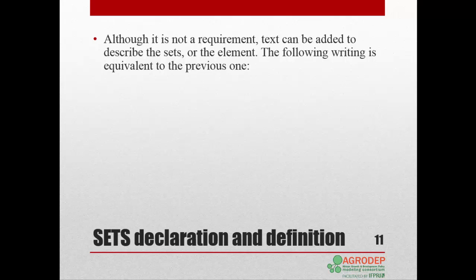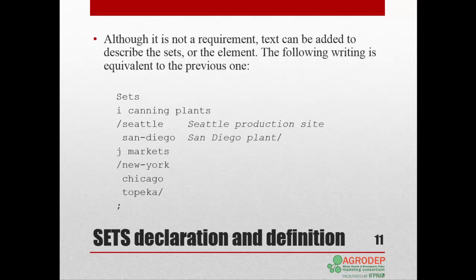Although it is not a requirement, you may want to add text to the sets' definition, either to describe the sets or the elements. So the following writing is equivalent to the previous one. Note that we added canning plants to the set I, Seattle production site to the element Seattle, and San Diego plant to the element San Diego. We did not add any description to the elements of J to show that the text is optional. Also note that in this writing, we chose the end of line option instead of the comma to separate the elements of the set.